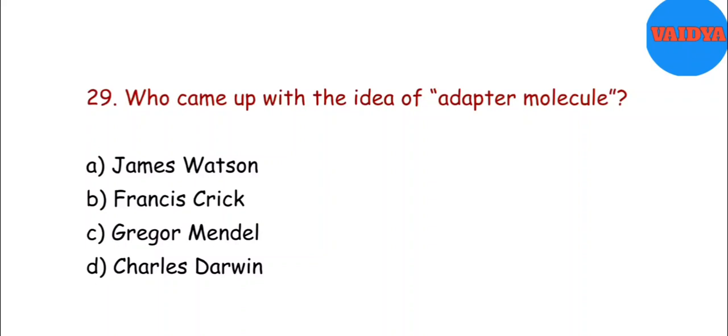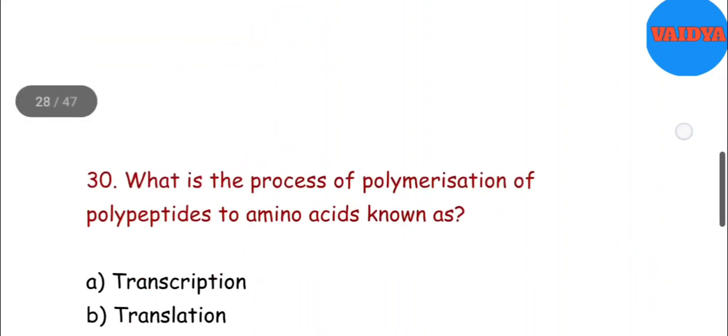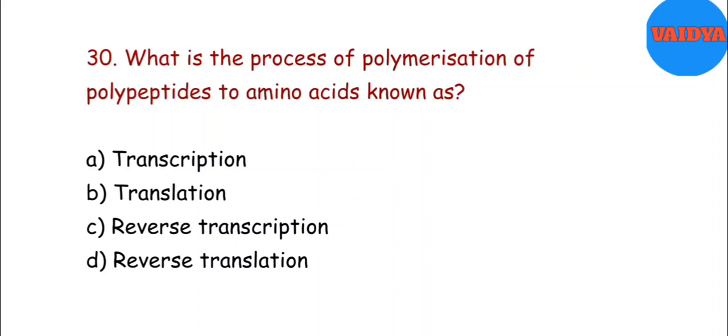B. Genetic code. 29. Who came up with the idea of adapter molecule? A. James Watson. B. Francis Crick. C. Gregor Mendel. D. Charles Darwin. Answer. B. Francis Crick. 30. What is the process of polymerization of polypeptides to amino acids known as? A. Transcription. B. Translation. C. Reverse transcription. D. Reverse translation.